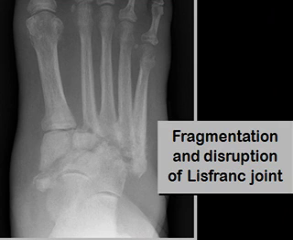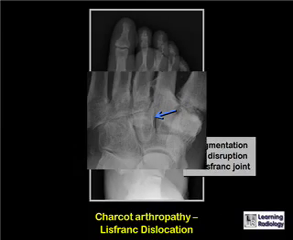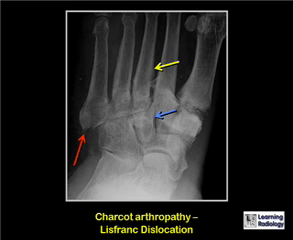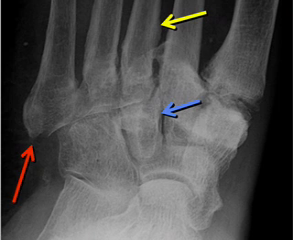You can see that there is lateral displacement of the second, third, fourth, and fifth metatarsals on the fragmented tarsal bones. There's also fragmentation of the base of the metatarsals. This is another patient who has Charcot arthropathy to a lesser extent than the first patient and a Lisfranc dislocation. There is increased sclerosis surrounding the tarsometatarsal joints.